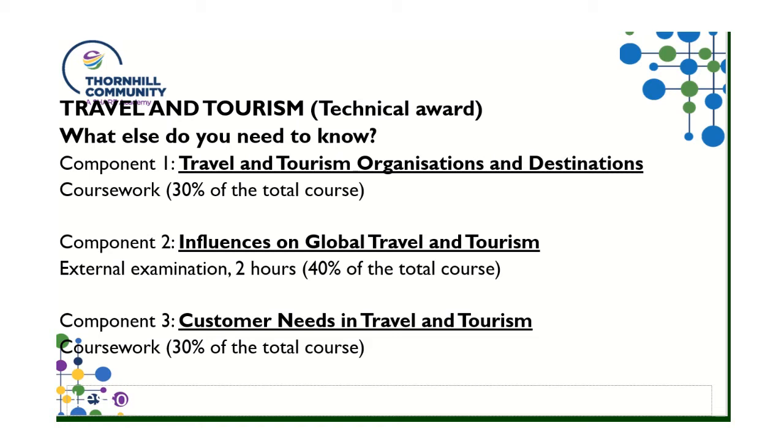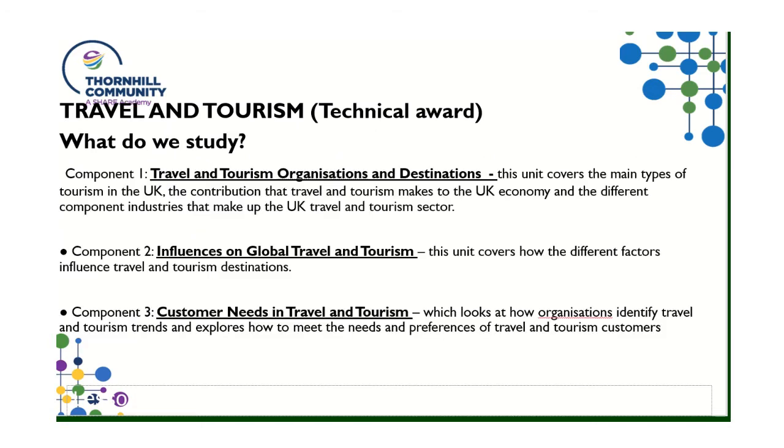The first one is titled Travel and Tourism Organisations and Destinations and is worth 30% of the course. Component 2, Influences on Global Travel and Tourism. That is an external examination. It's a 2-hour long exam, and again this is worth 40% of the course total grade. The final component is Customer Needs in Travel and Tourism, and that is worth 30% of the total course mark, and that is coursework based.